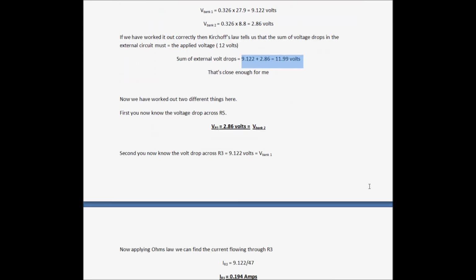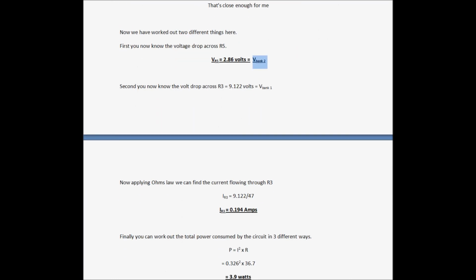We've also now worked out two different things. Firstly, we've worked out the voltage VR5, which is required from the parameters above. VR5 is equal to the voltage across bank 2. We also now know the voltage across bank 1, which is also the voltage across R3. So we can use Ohm's law for current. I R3 is equal to the volt drop across the bank divided by the resistance of R3. IR3 is equal to 0.194 amps.